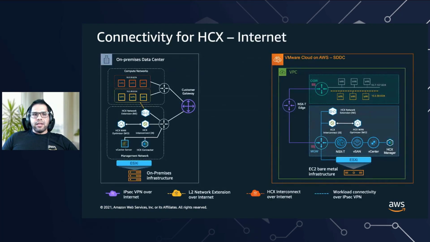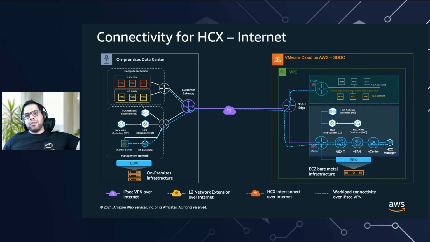When it comes to connectivity, as I said, you can do it over the internet or Direct Connect. When we're doing it over the internet, the traffic for the vCenter or the communication between the workloads and the two sites needs to go over the IPsec VPN that you deploy. So you have to create an IPsec VPN for all workloads between your on-premises site and the SDDC to communicate with each other. The HCX appliances themselves don't use any IPsec VPN that you may have already deployed.